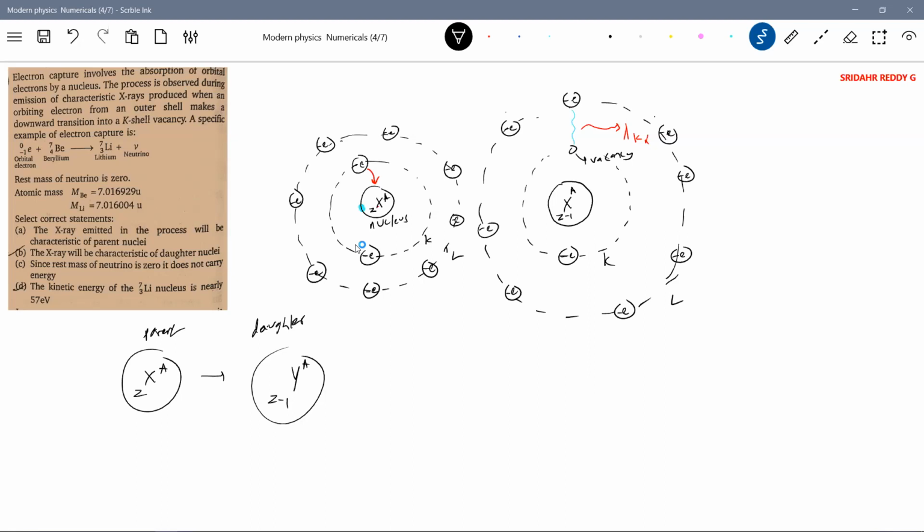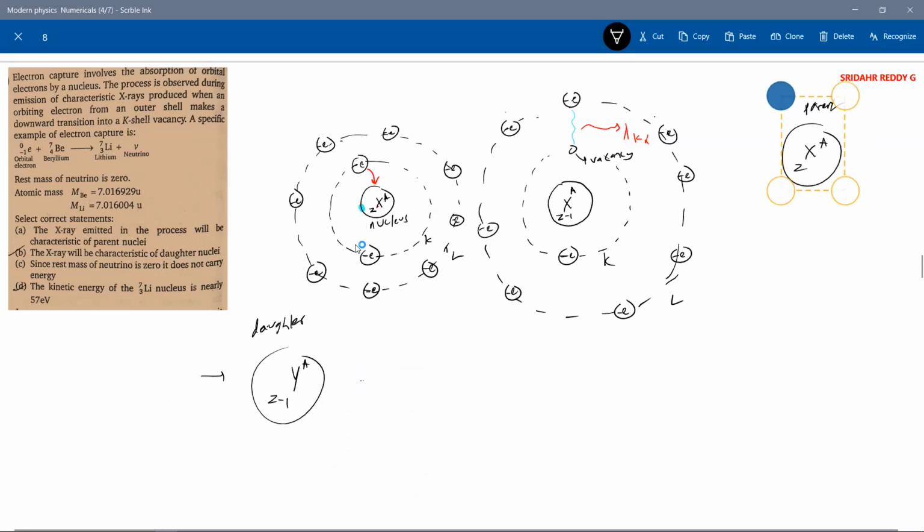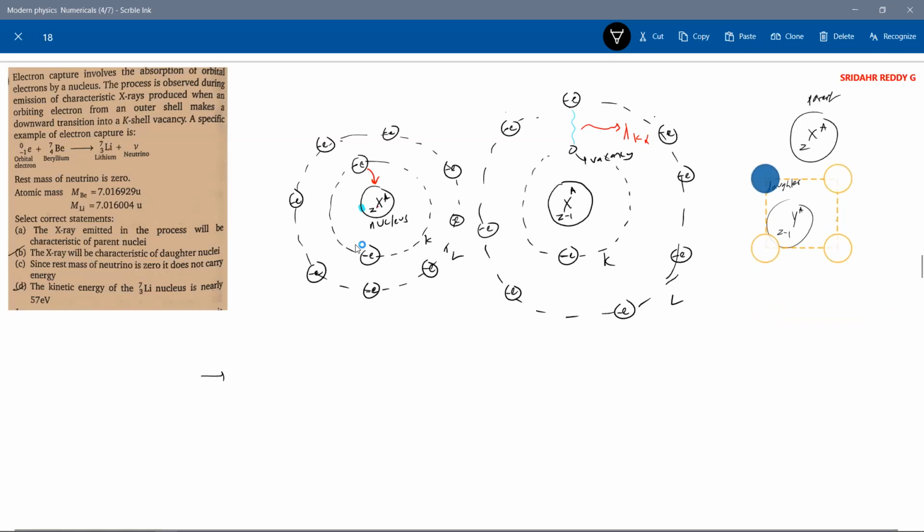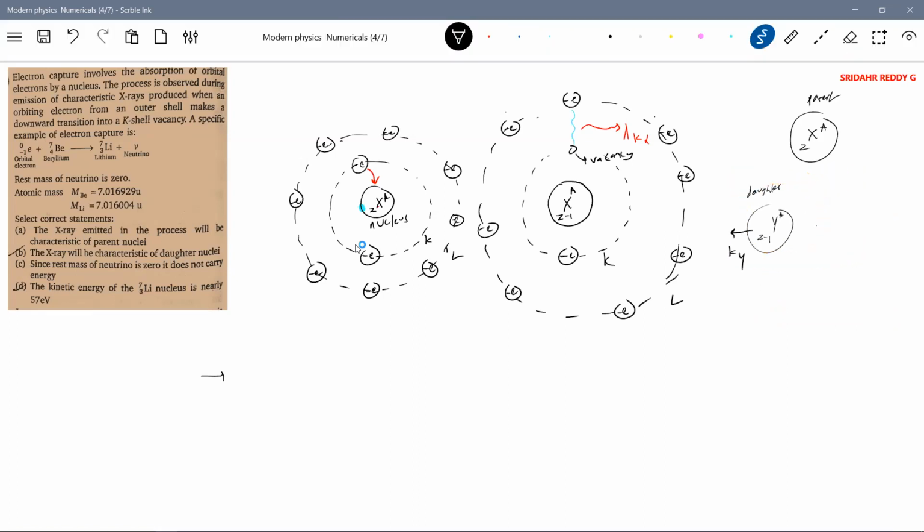So here the neutrino, I will bring the diagram. The linear momentum, you can show it. The neutrino goes like this, and the daughter nucleus recoils here.